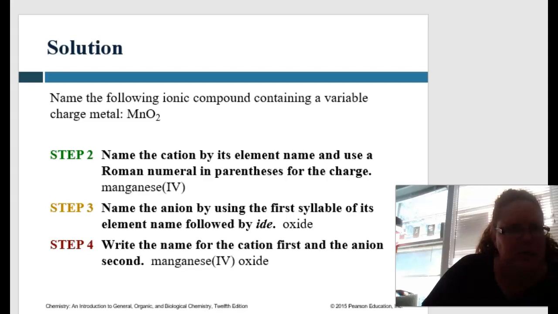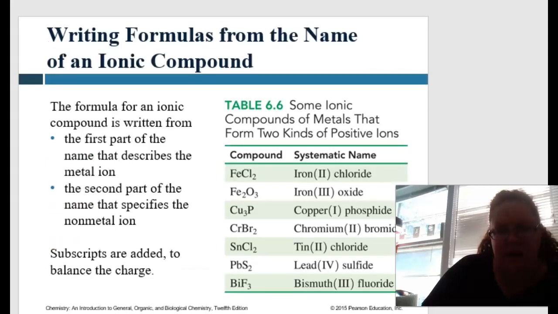So moving on, writing formulas for the name of an ionic compound. The formula for an ionic compound is written from the first part of the name that describes the metal, and then the second part that describes the nonmetal. And the subscripts are added to balance the charges. And so again, here are some ionic compounds of metals that form 2 kinds of positive ions.